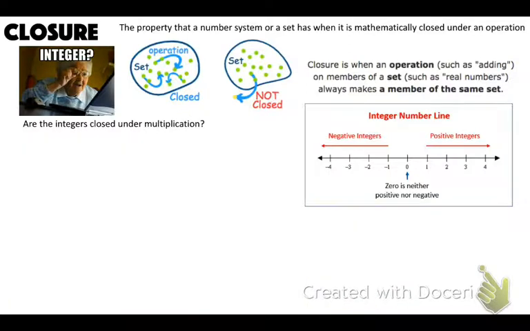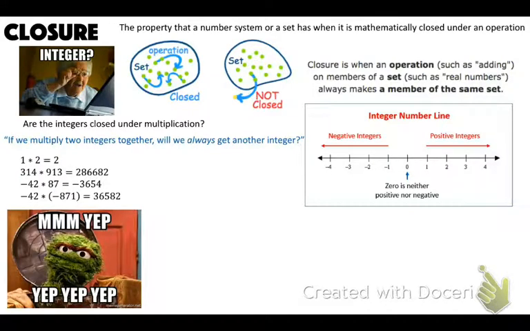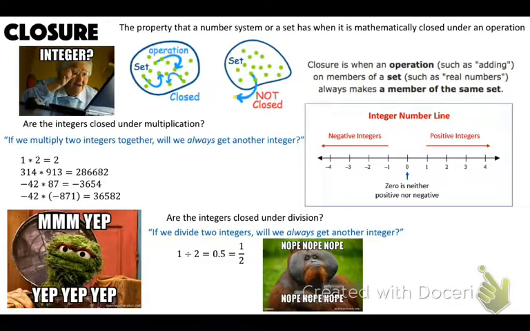Okay. Let's try multiplication. So, if we multiply two integers together, will we always get another one? Well, I did a bunch of them, and I'm getting big integers or really small integers. But yes, Cookie Monster says, yep, they always work. Okay, what about division? So if I divide, will I always get another integer? Well, if I do 1 divided by 2, I get 0.5, which is 1/2, which is not a whole number, so no, we will not get an integer. Cool Monkey says, I don't even know what kind of monkey that is. Like, does anyone know? Because he is pretty awesome.